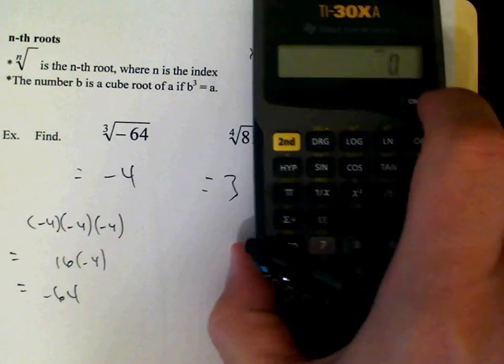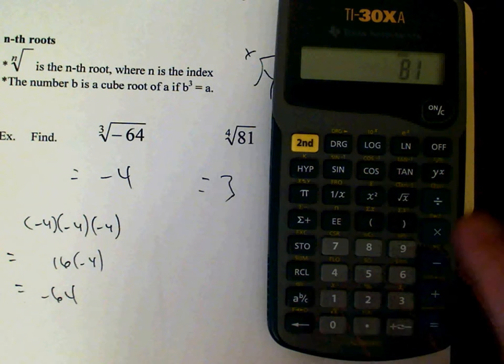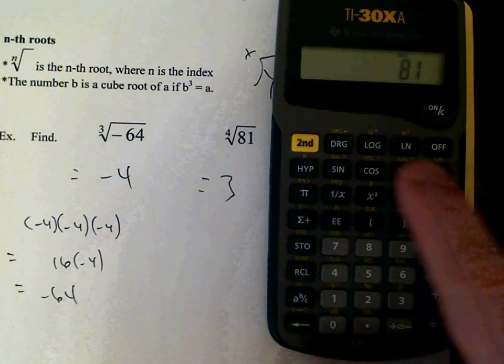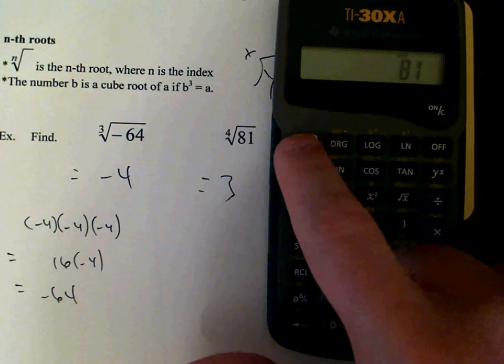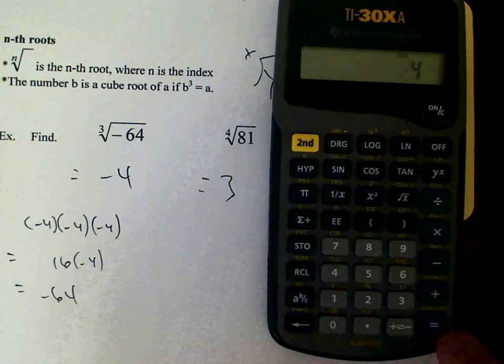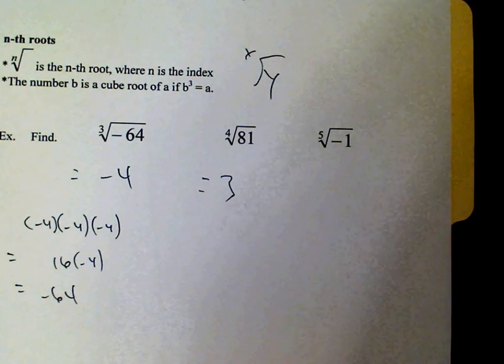Now let's do the fourth root of 81. This time we hit the 81, and then above the x I see the x root key. It's yellow, so I hit the yellow key first, and then I hit the 4, and I get the answer of 3. So that's how you do it on both types of calculators.